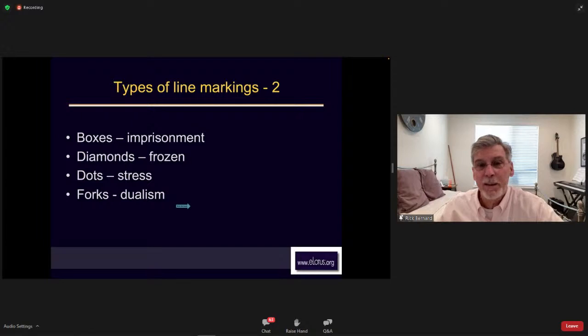Boxes just means you're boxed in somehow. Some of you are in a job where you're not doing what you want to do. You've been doing it for years. You know you should be doing something else, but you rely on the money to pay your rent. So you're kind of boxed in some way. Diamond's hard to explain. It's frozen energy. You're just stuck, basically.